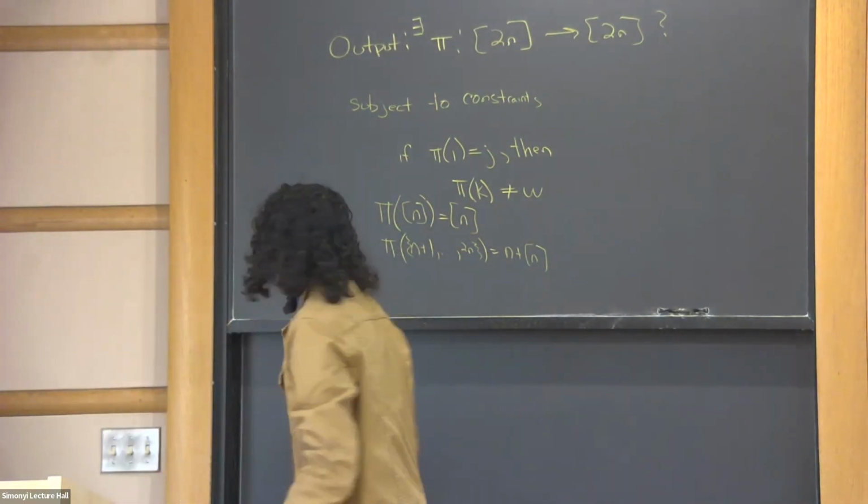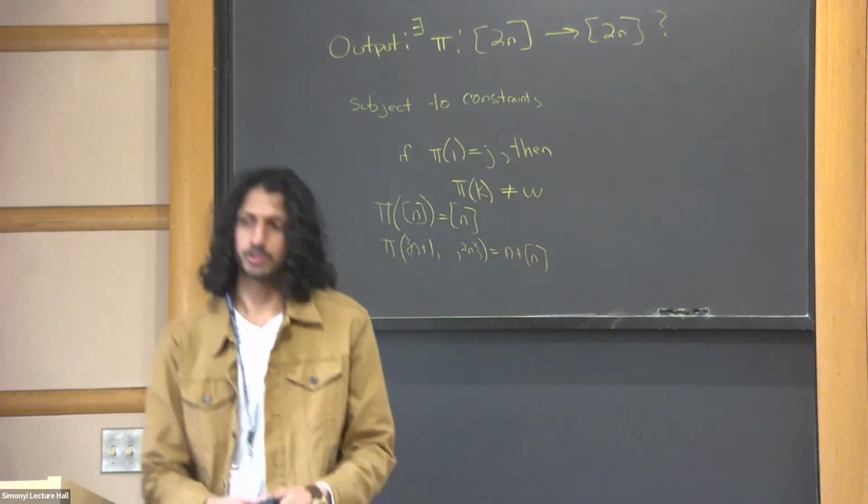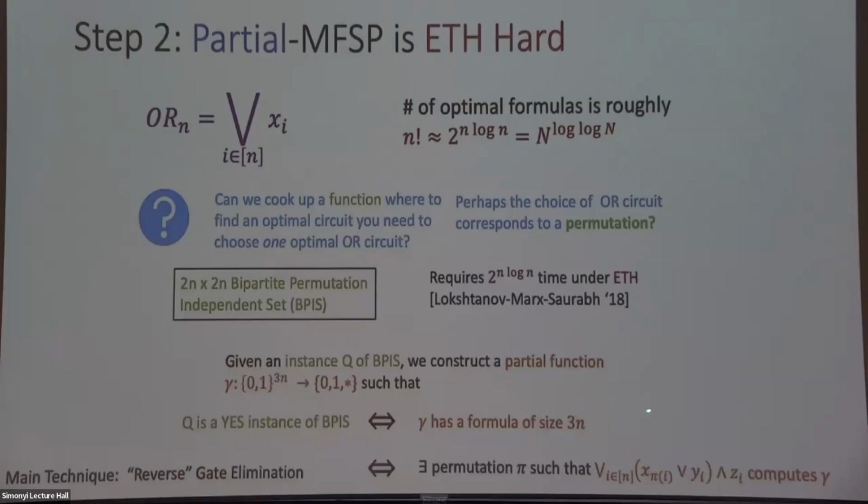You can think of this as a permutation problem that, under ETH, you can show requires basically 2 to the n log n time, which is like n factorial time. The natural thing to do here is a brute force algorithm in factorial time. The smart way to come up with this result would have been: hey, this is the OR function, this looks kind of like a permutation. Let me find a permutation problem that's hard. Let me try to map MFSP to a permutation problem that's hard. That would be the smart way to come up with the construction.